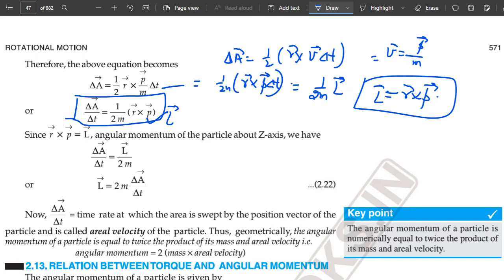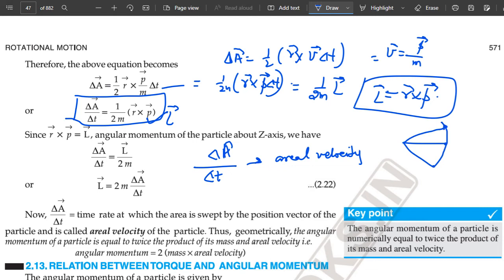That means the rate of change of area with respect to time, the time rate of area, is called aerial velocity. This expression, delta A upon delta t, is called aerial velocity. That means the area swept by a particle in moving from point A to B, from B to C, then from C to D. This is the area plotted by the particle moving from one point to another. This is the elementary area.